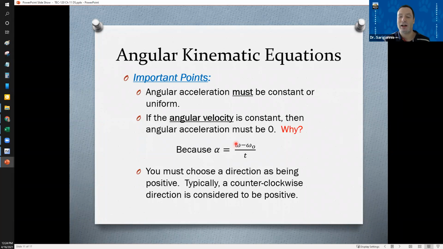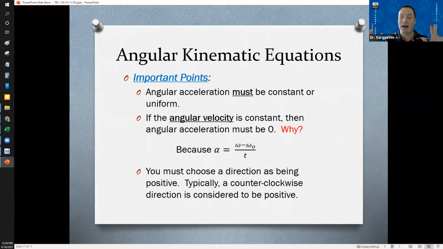If this is constant, angular acceleration is going to be 0, right? Angular velocity does not change, so angular acceleration is 0. Choose a direction. This is where you get a bit of confusion here. Counterclockwise is typically considered to be positive, right?